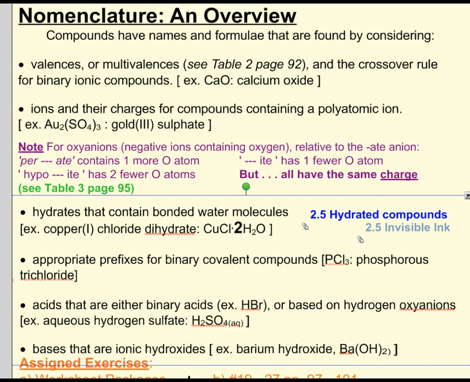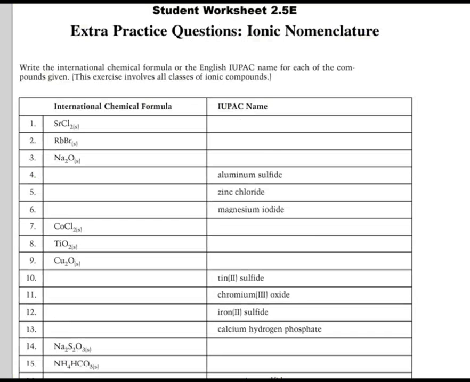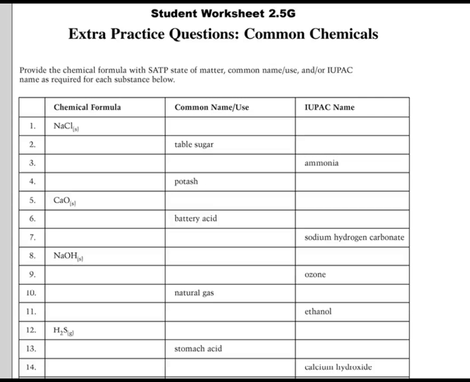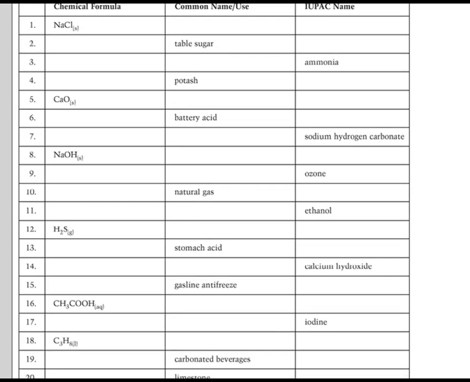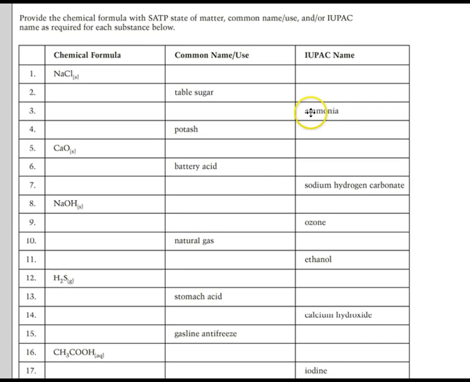You will find a few in some of the worksheets, probably just towards the end. I think I'll just mention now that worksheet 2.5G, common chemicals, includes some moleculars which have a common name provided or an IUPAC name. For example, ammonia is given, but ammonia's chemical formula is NH3, so it could also be called nitrogen trihydride. I would actually say ammonia is really the common name for NH3. I think that should be in the second column, not the IUPAC column.